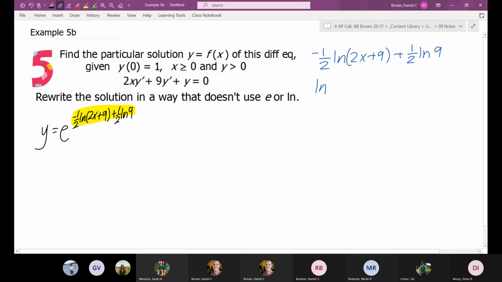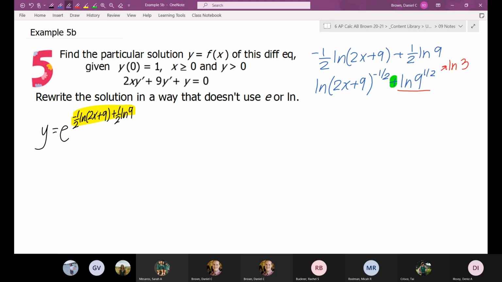So we could have the natural log of 2x plus 9 to the negative 1/2 plus the natural log of 9 raised to the 1/2. And of course, the natural log of 9 to the 1/2 is just going to become the natural log of 3. The other rule we want to remind ourselves of is these are two logarithms being added together. What do we know that we can do with two logarithms of the same base being added together?